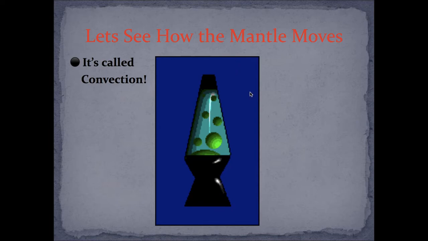All right, so we have the crust, the thin, rocky outermost layer that can be either oceanic or continental. Then we have our really big mantle that is still solid, but it's like a flexible solid. It can bend and sort of move around.